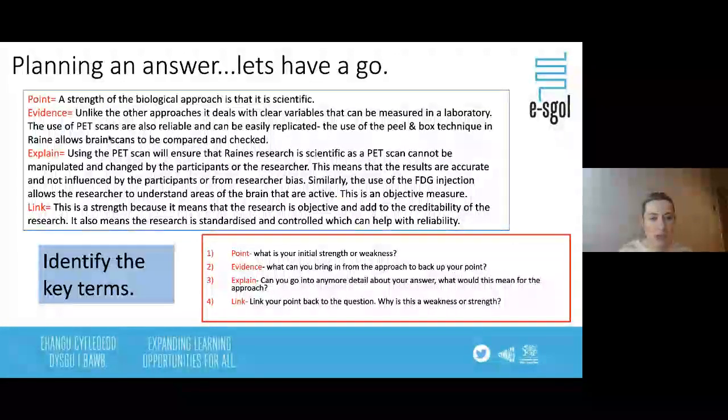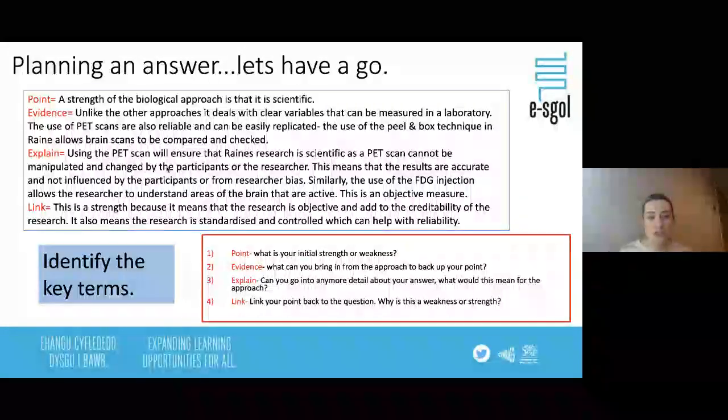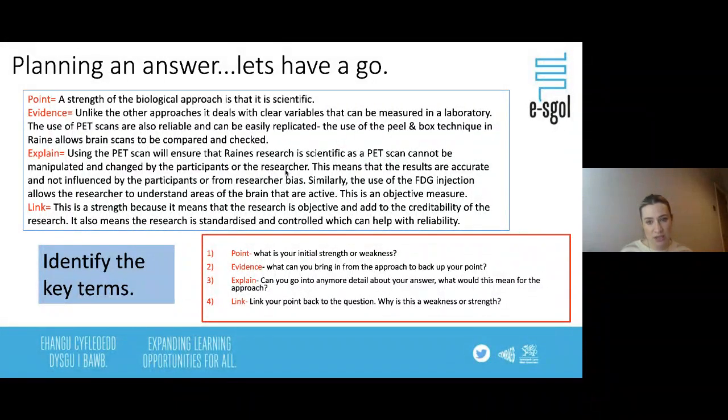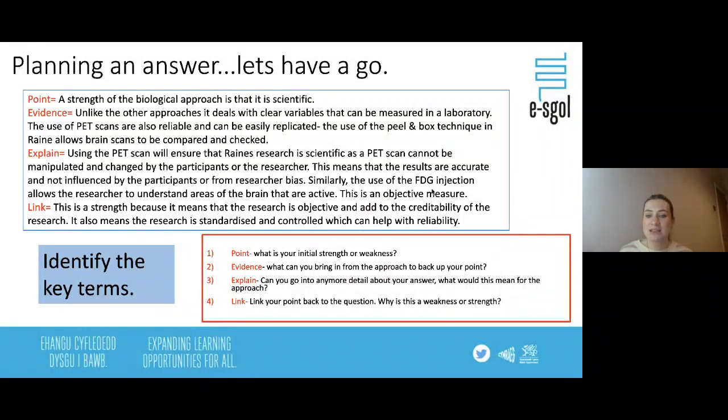You're bringing in your knowledge of the brain. Using the PET scan will ensure that the research is scientific, as a PET scan cannot be manipulated and changed by the participants or the researcher. This means that the results are accurate, not influenced by participants or researcher bias, another key term. Then we've got more detail. The FDG injection allows the researchers to understand areas of the brain that are active. This is an objective measure.